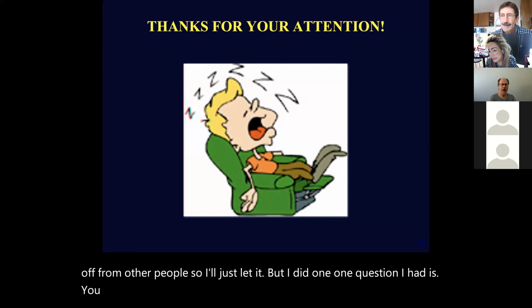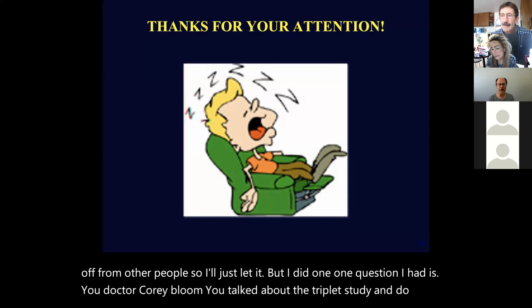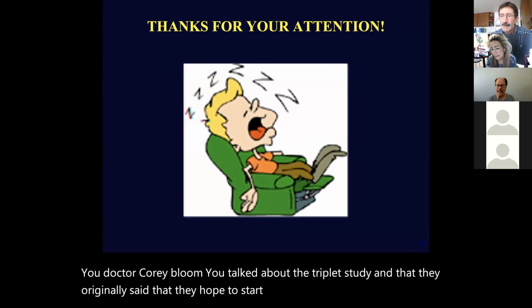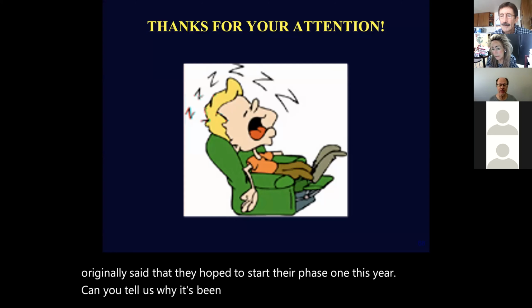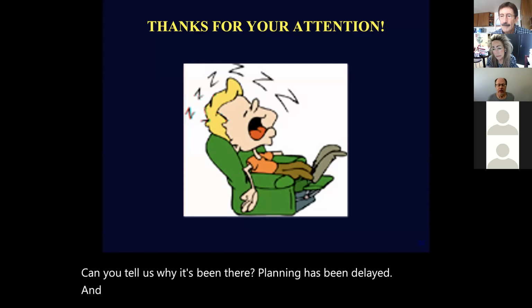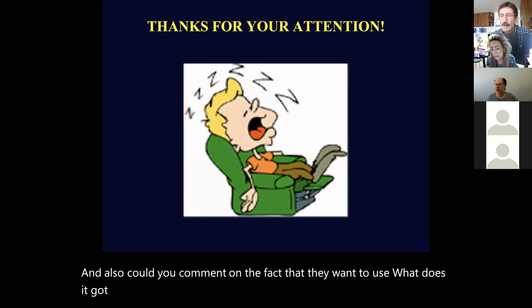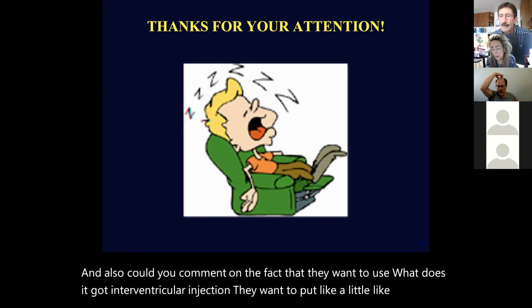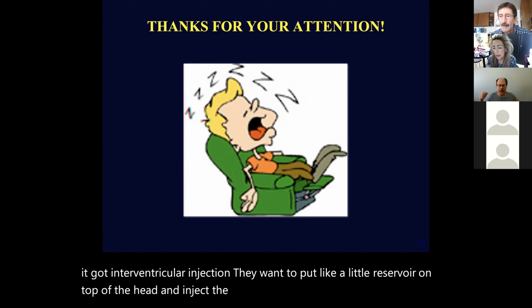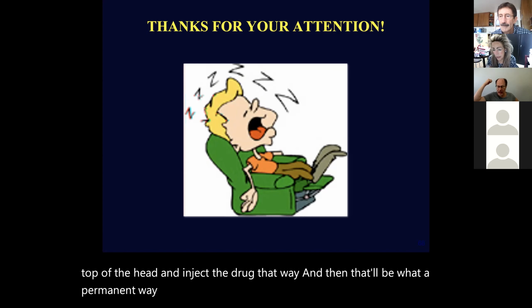Dr. Corey Bloom, you talked about the triplet study, and that they originally said that they hope to start their phase 1 this year. Can you tell us why their planning has been delayed? And also, could you comment on the fact that they want to use, I think, intraventricular injection? They want to put like a little reservoir on top of the head, inject the drug that way, and that'll be a permanent way of getting in and out of the brain. If you could just talk a little bit about that.